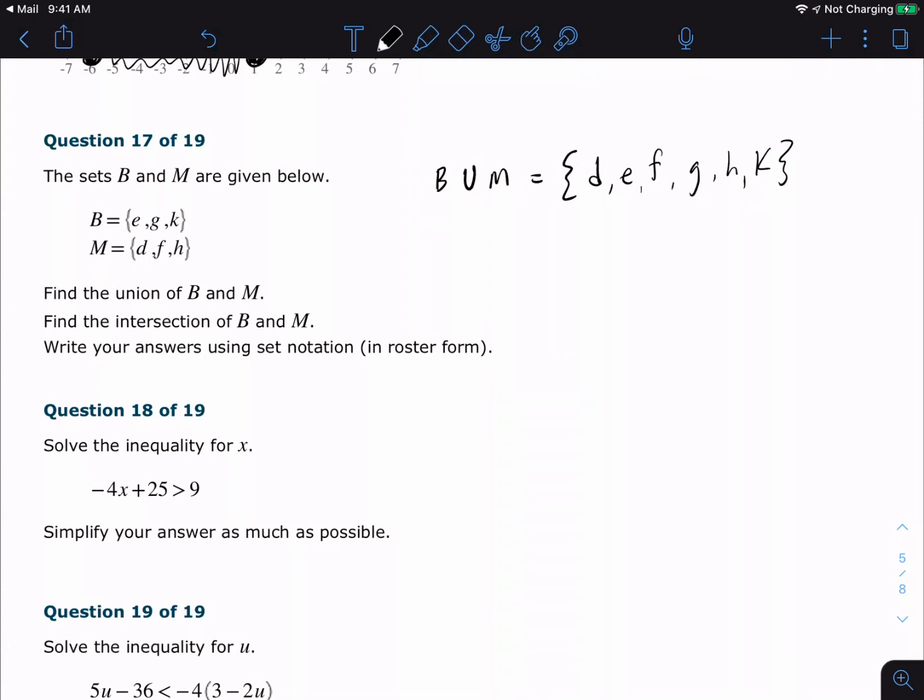Now, intersection, B intersection M, is talking about what they both have in common. Well, is there anything that they have in common? The answer is no. So you can write it this way as nothing in the set, or you can write it this way, which is called the null set.